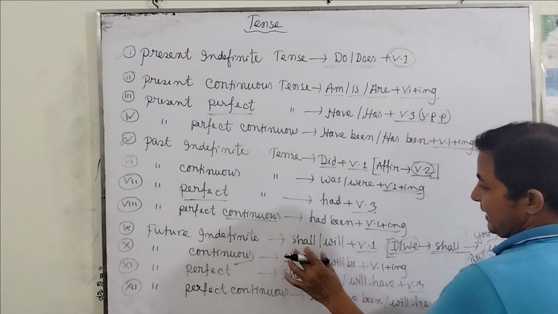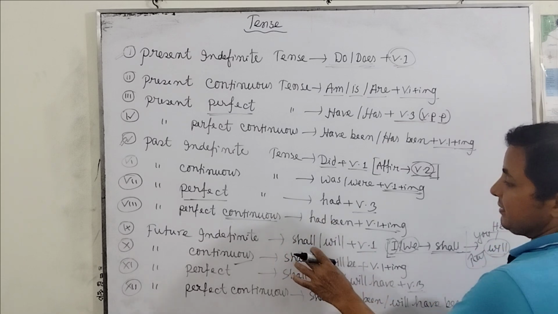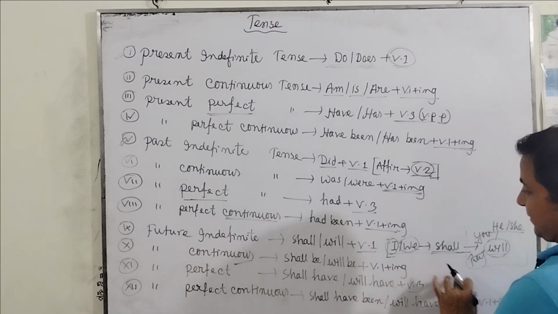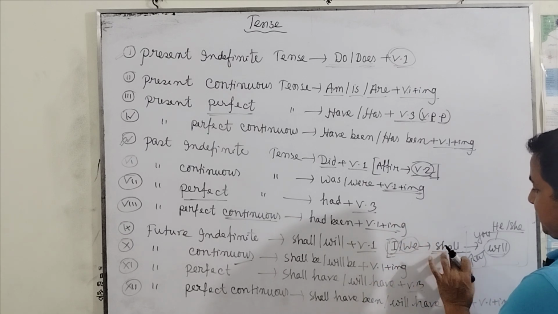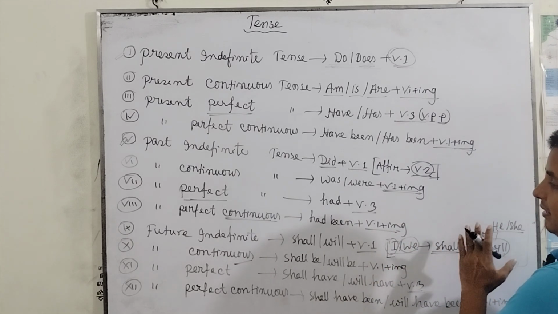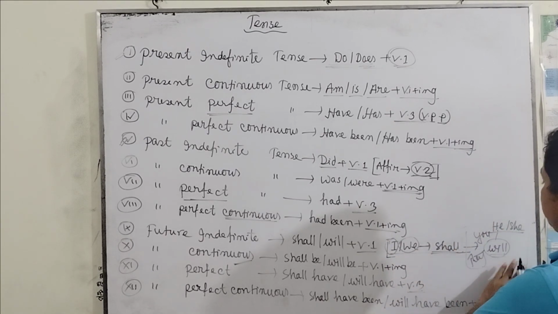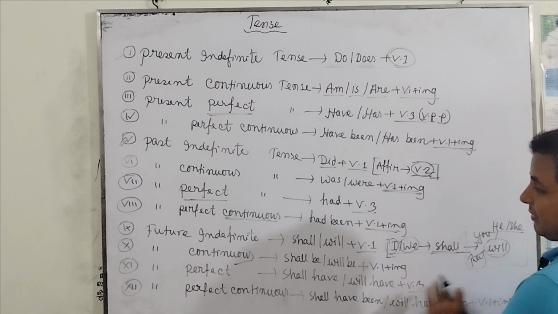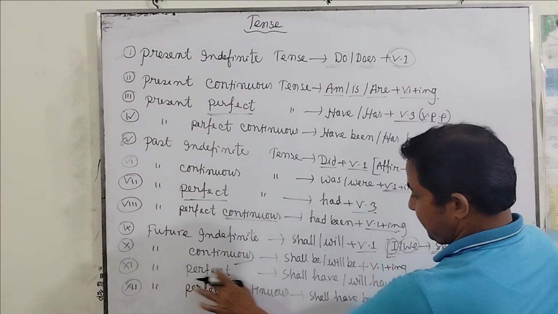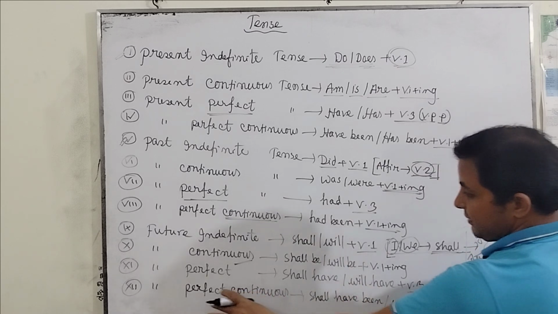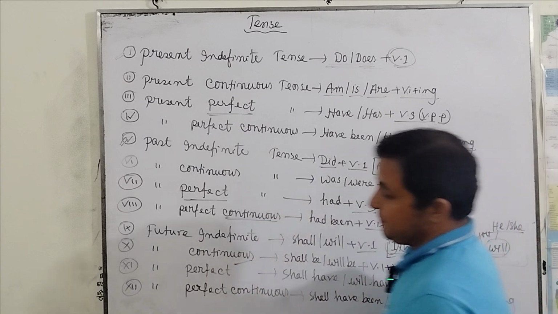Future indefinite is different. Shall, will plus B1. Only after the first person do you use shall; for the rest of the persons you use will. And continuous: shall be, will be, B1 plus ing. Perfect: shall have, will have, B3. Perfect continuous: shall have been, will have been, B1 plus ing.